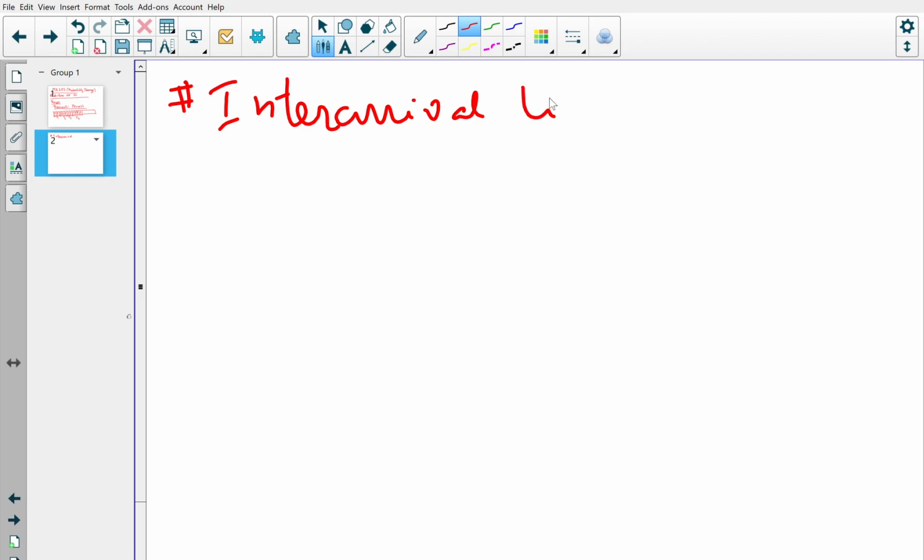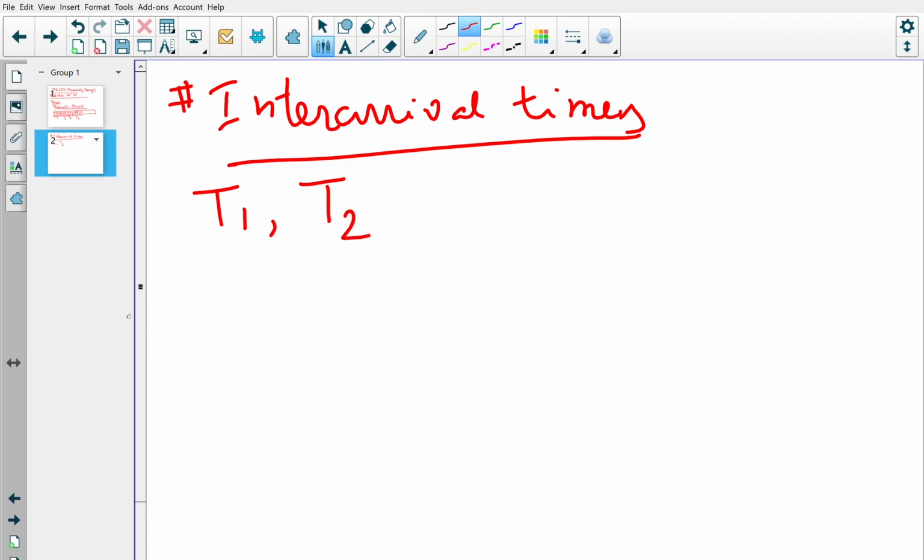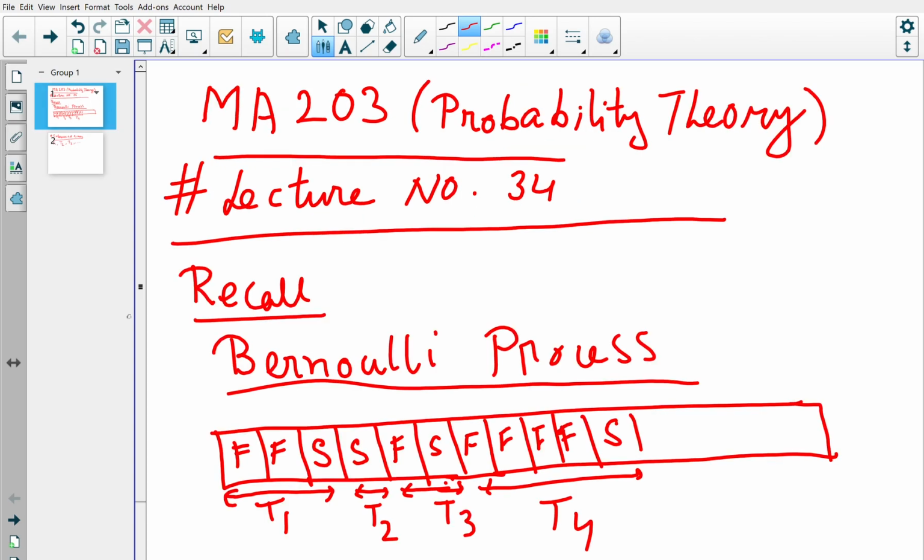So interval times are nothing but what we denote by T1 till the first success, and then T2 is how much time you require after the first success till the second success, and so on. This is called interval times. Now with these interval times, you have one more random variable, the kth success, the kth arrival. The first arrival is here, so I can write it as Y1. This is the first arrival, and from the beginning to the second, Y2 is the second arrival, and so on.